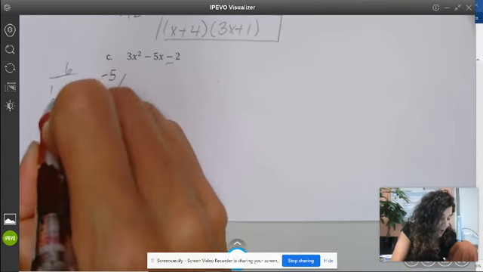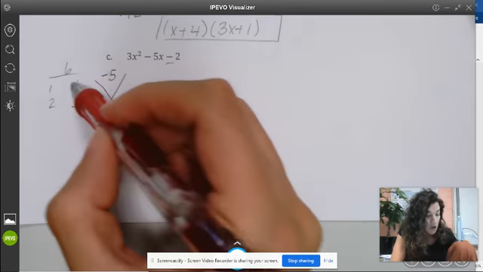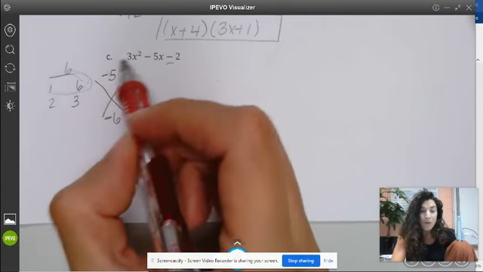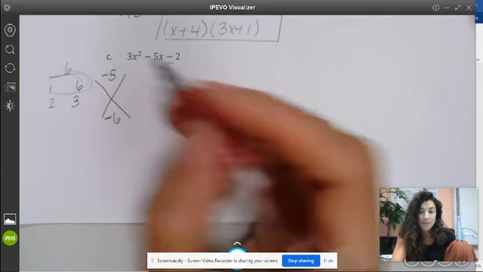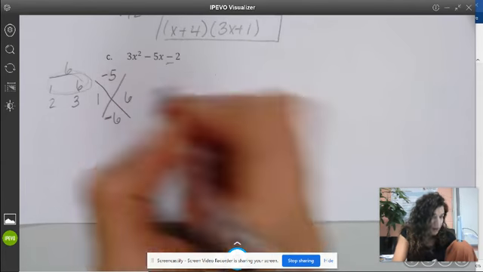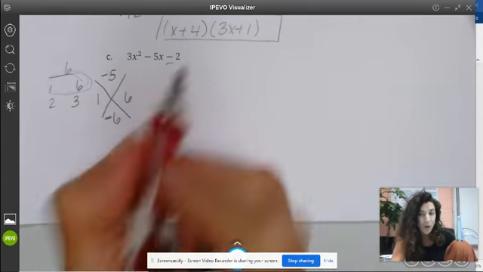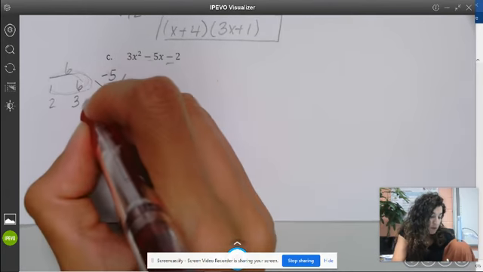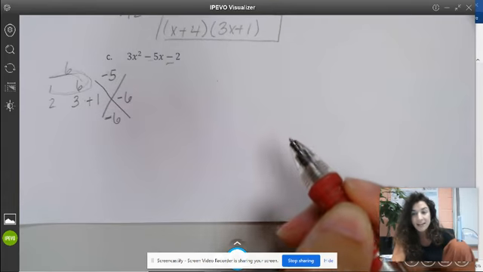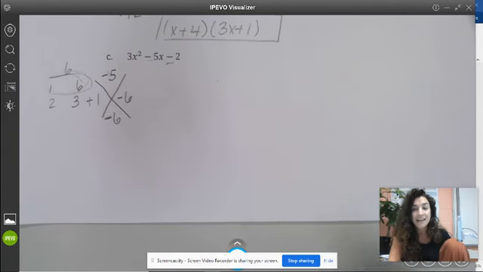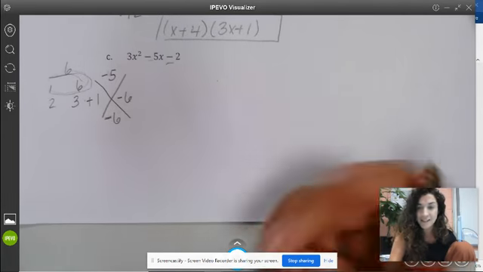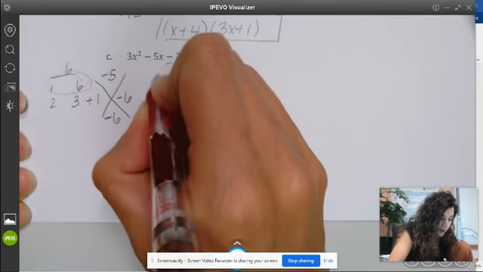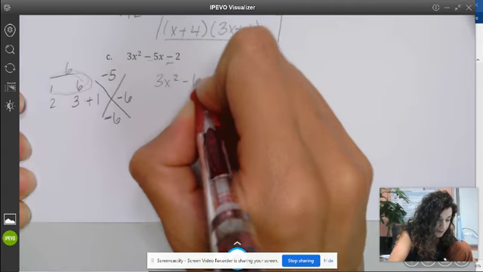So since we want a difference of 5, we know that only this pair will have a difference of 5. So we want to have 1 and 6. One of them needs to be positive and one of them needs to be negative. How we know which one's positive and which one's negative is that we want a -5. Which means we have to have +1 and -6, because 1 minus 6 is -5, or -6 plus 1 is -5. Next, we split open our middle term.